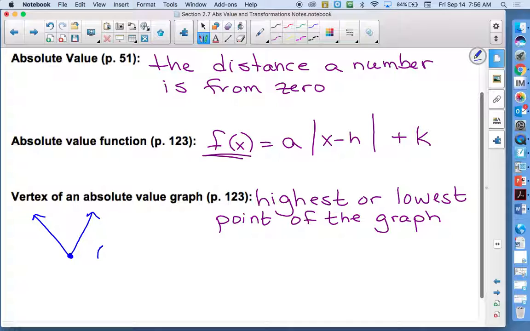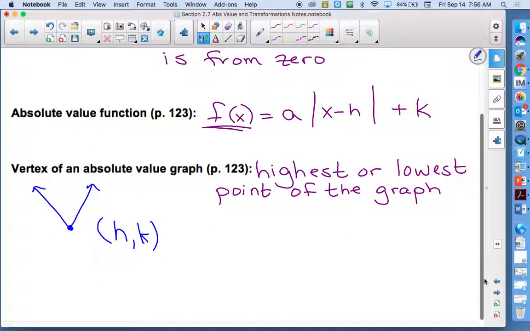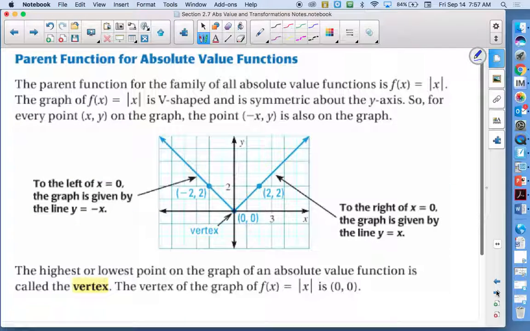That vertex represents the letters h and k from our function. So we're going to be able to find the vertex. We're going to find that h and k value. That's going to help us graph it. So from this function, the h and the k represent the vertex. So the numbers in the equation actually help us graph it. So underneath, there's a little bit of a picture, a little guide to kind of get you to see what absolute value is. How does it look?